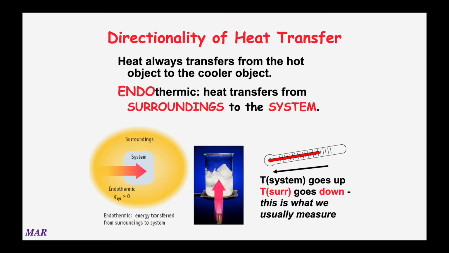So the thermometer is a valuable tool for the chemist. If the thermometer goes up, it means exothermic. If the thermometer temperature goes down, endothermic. And you can then talk about surroundings and systems and what happens.